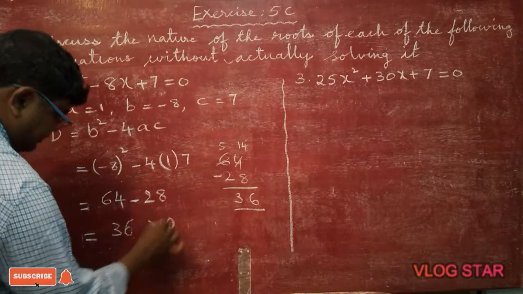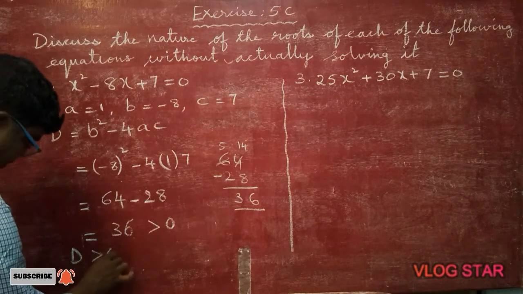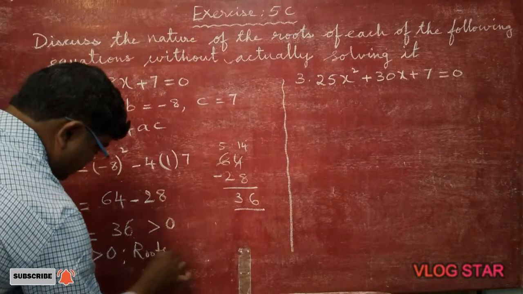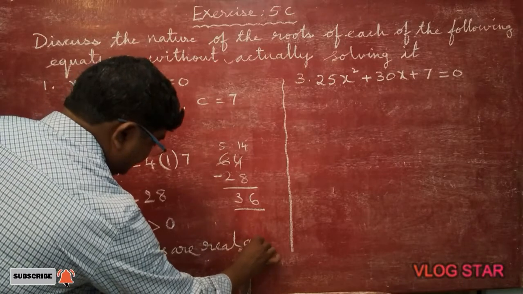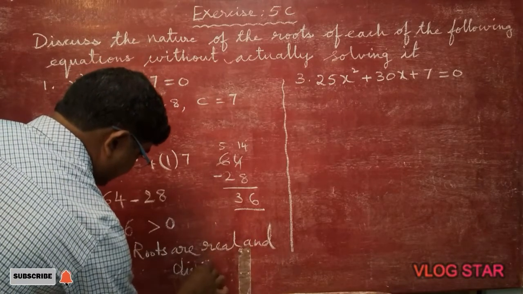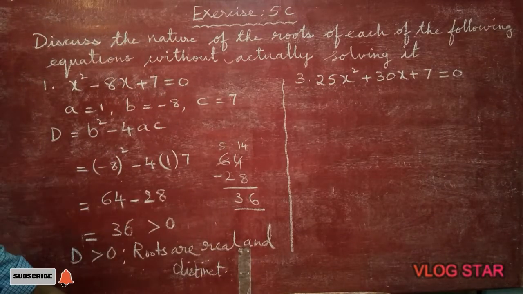Greater than 0. When D is greater than 0, roots are real and distinct. Real and distinct. So this is the way of solving.